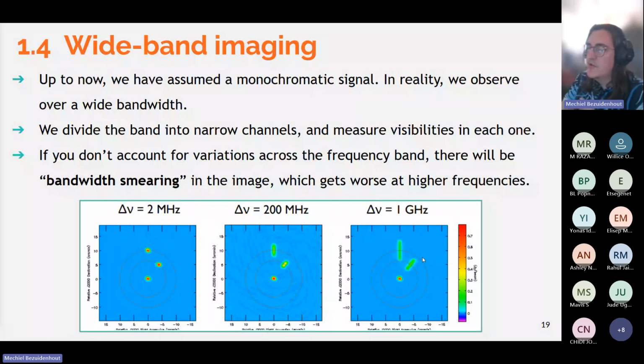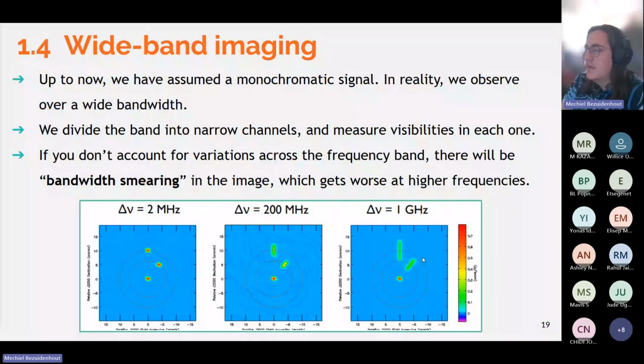So you have to choose how many channels you're going to divide the bandwidth into, and it's a compromise between reducing the smearing, but also an increase in processing time. The more channels you have to do the imaging in, the longer it's going to take.